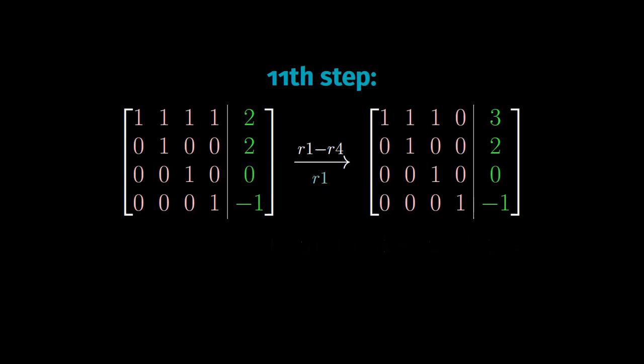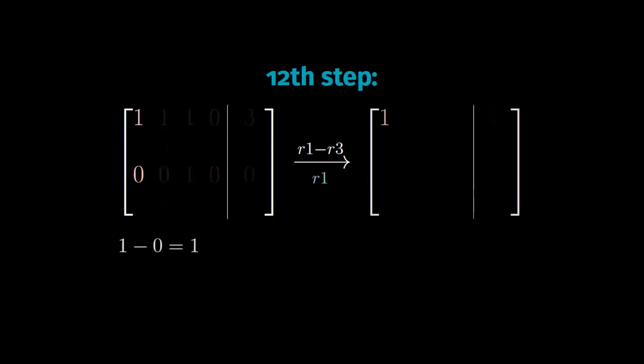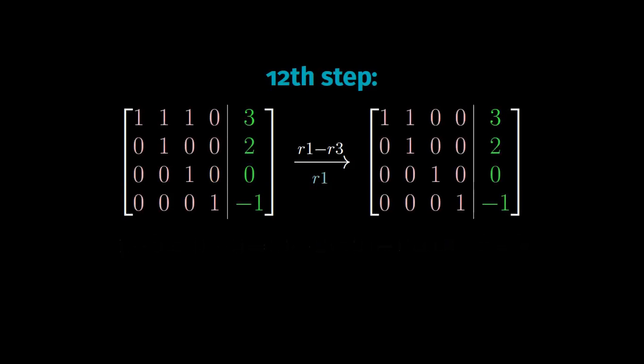Let's go on from this new matrix. We want to eliminate this one here. Let's go on. Then we do row 1 minus row 3, and we are writing the result into the row 1 of the new matrix. So it's 1 minus 0, 1, 1 minus 0, 1, 1 minus 1 equal to 0, 0 minus 0 is 0, and 3 minus 0 is equal to 3. And we are almost done. We are about to cancel the last element above the diagonal.